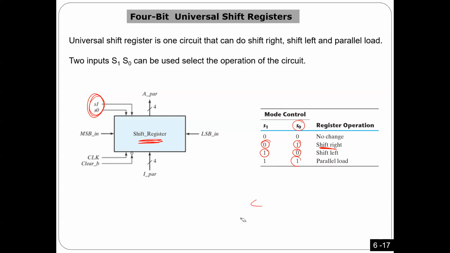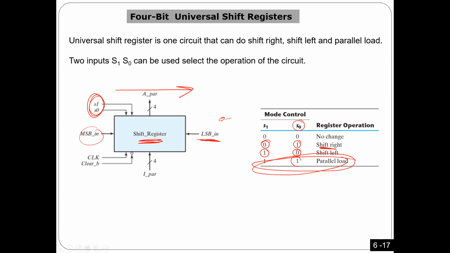Here, this input is going to be used for parallel load. If you are in the parallel load mode, this number is going to be stored here, 4 bits. Also, we have a serial input. This is in case of shift left, so you can input bits from here. And in case you shift right, the input is here.